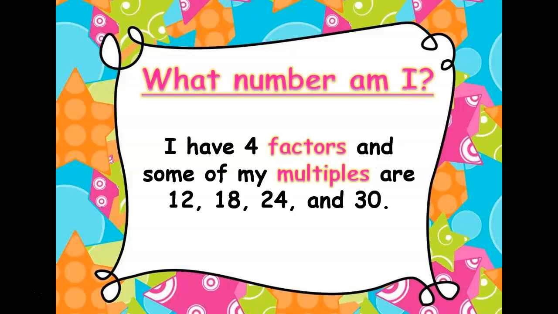What number am I? I have 4 factors, and some of my multiples are 12, 18, 24, and 30. Interesting. Did you guys get it? The answer was 6, right? 6 multiplied by 2 is 12. 6 multiplied by 3 is 18. 6 multiplied by 4 is 24. And 6 multiplied by 5 is 30.